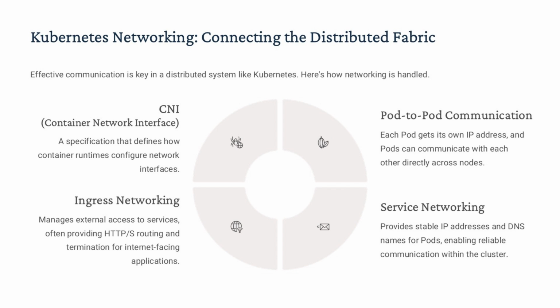Container Network Interface, or CNI, standardizes how networks are set up. Pod-to-pod communication allows direct communication across the nodes by assigning each pod its own IP. Service networking provides stable addresses and DNS names for pods, which allows reliable communication within clusters. Ingress networking handles the outside world by providing HTTP routing and termination for applications.